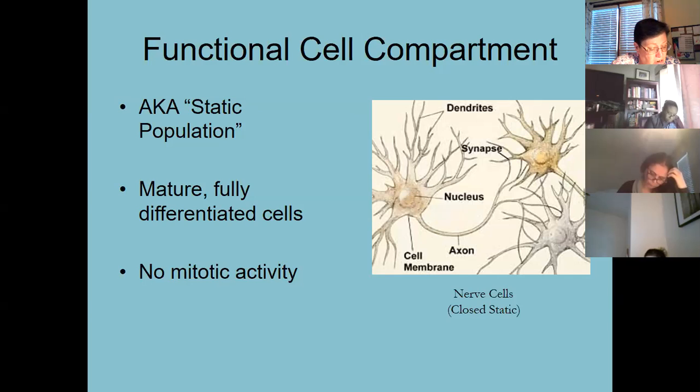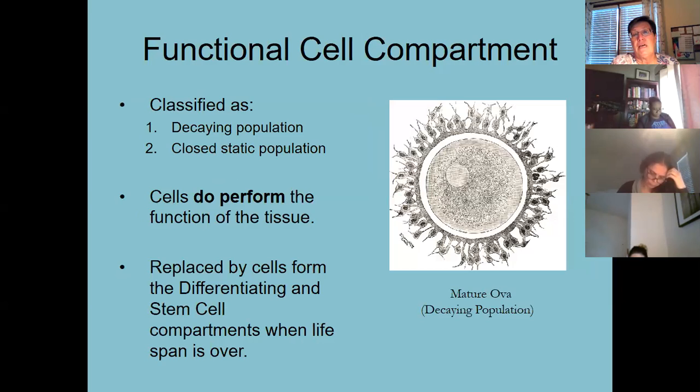These populations are called static populations, again, because they don't divide at all. So you're not going to get any more of them. You have what you have. For example, we see in the illustration, mature nerve cells, they are what we'll call a closed static population. And we'll talk about that in just a second. So the functional cell compartment can be classified as either a decaying population or a closed static population.